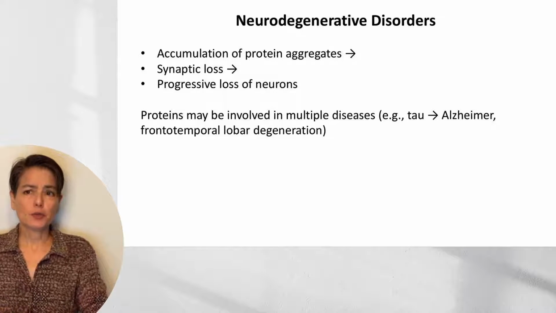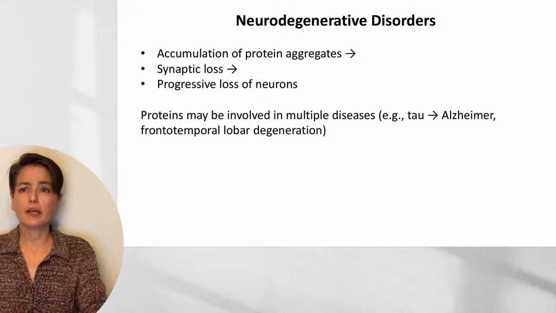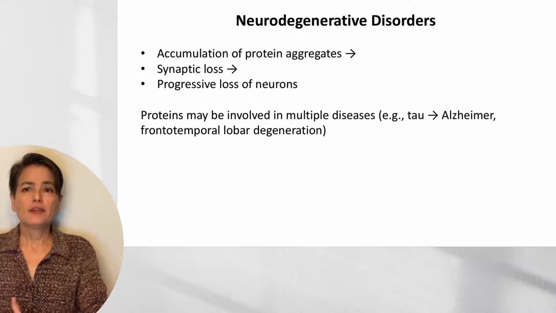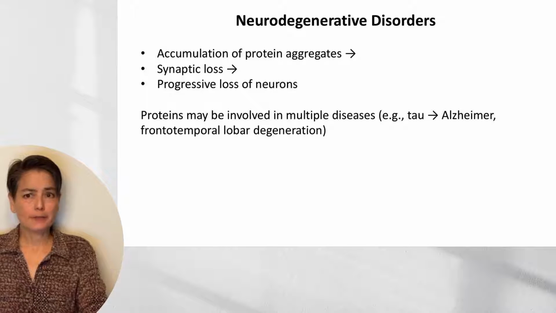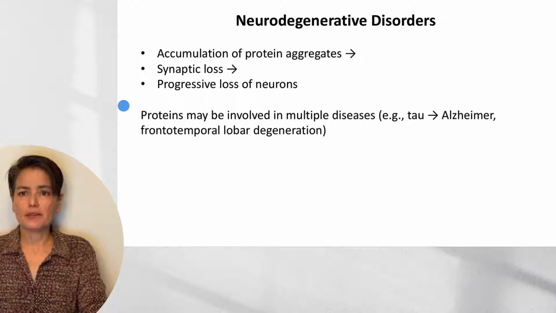Now, neurodegenerative disorders have some common characteristics. Very often, they will be due to the accumulation of protein aggregates. These protein aggregates can cause synaptic loss, which is responsible for the symptoms that we see in these disorders. Over time, we can get progressive loss of neurons, and we don't always understand the mechanism between how these protein aggregates cause synaptic loss and how we get our progressive loss of neurons.